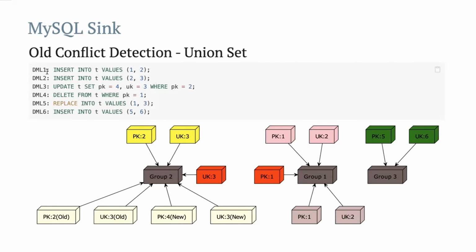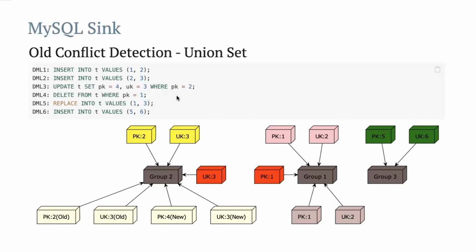For example, DML1 and DML4 conflict because they both modify the same primary key. Similarly, DML2 and DML3 conflict because they both modify the same key. At the same time, DML5 conflicts with all other events except the last one, because it modifies primary key 1 and unique key 3.